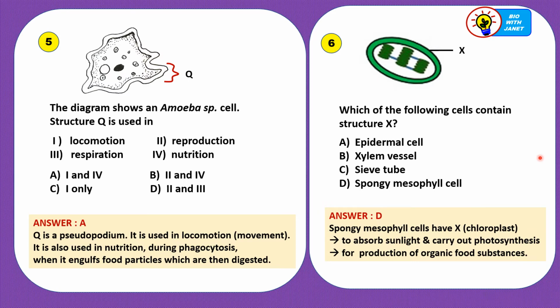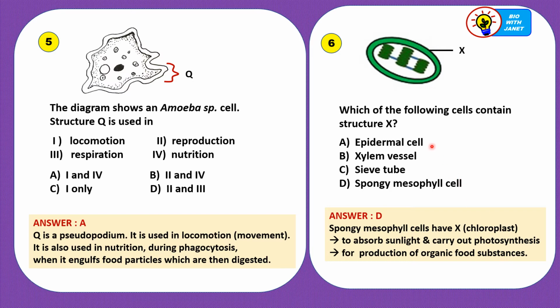So the answer is D, spongy mesophyll cell. This spongy mesophyll cell is found in the leaf, below the palisade mesophyll cells. And these cells have X, which is the chloroplast. So you have to identify that X is a chloroplast. These cells have chloroplasts to enable them to absorb sunlight. The chloroplast absorbs sunlight because chloroplasts have the green chlorophyll, so the cells can carry out photosynthesis to produce organic food substances for the plants.